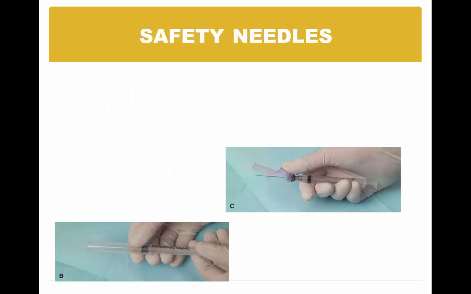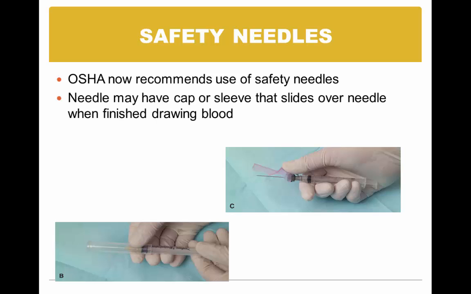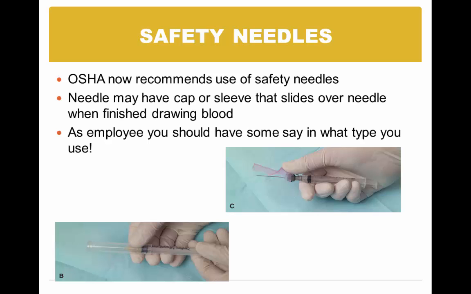In the video that you watched, or should have watched by now, OSHA recommends the use of safety needles. The needles may have caps or sleeves that slide over the needle when you're finished drawing blood, and as an employee you should have some say in what type you use. Hopefully that's the case. In 1991, the ruling became effective, so whichever type you choose, you want to combine the safest equipment with the safest practices so that you get the best all-around benefit for you, your coworkers, and your patients. I think we kind of looked at some of those last week. If not, I'm sure we'll get into it this next week.